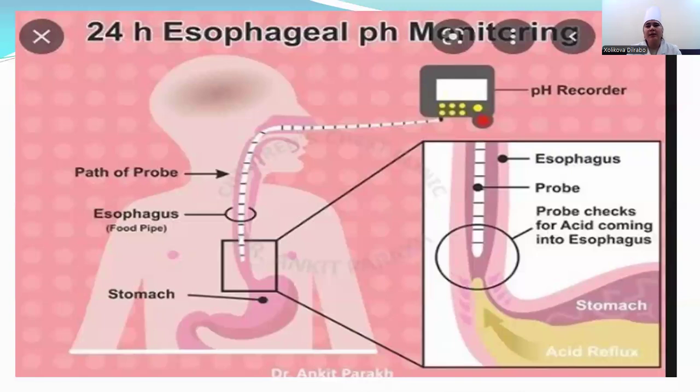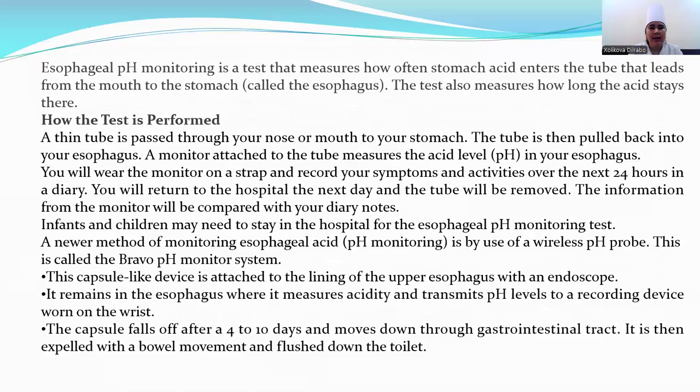Next is esophageal pH monitoring, with a tube inserted through the nose or mouth into the esophagus. Esophageal pH monitoring is a test that measures how often stomach acid enters the esophagus from the stomach. The test also measures how long the acid stays there. How the test is performed.